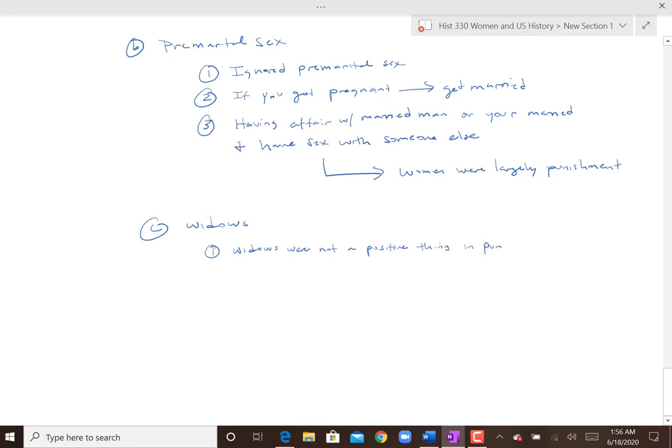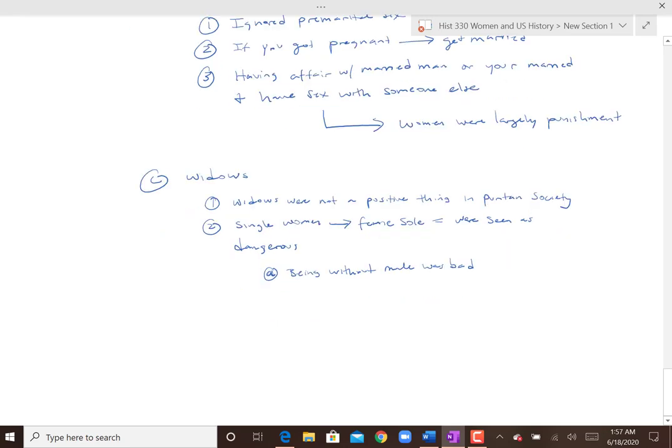And there's a couple of reasons for this. One, they didn't like the femme sole having that authority, right? They were seen as dangerous. The idea of being without a male authority was seen as bad. So here again, you have this harsher restriction. And this will play a role in the Salem witch trials, because widows were looked on suspiciously.